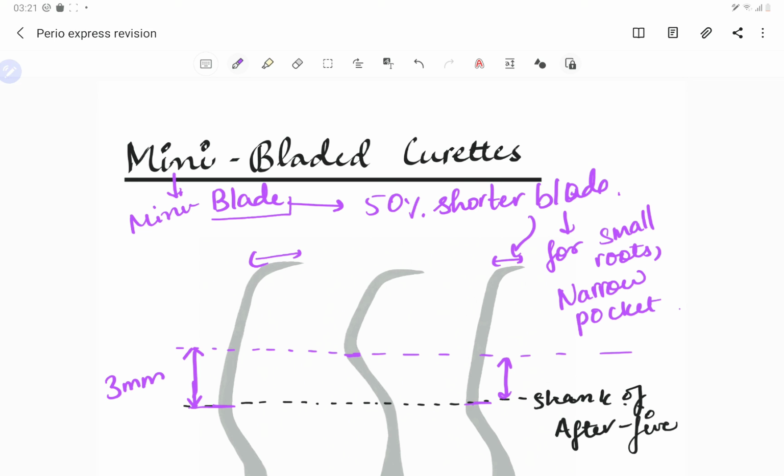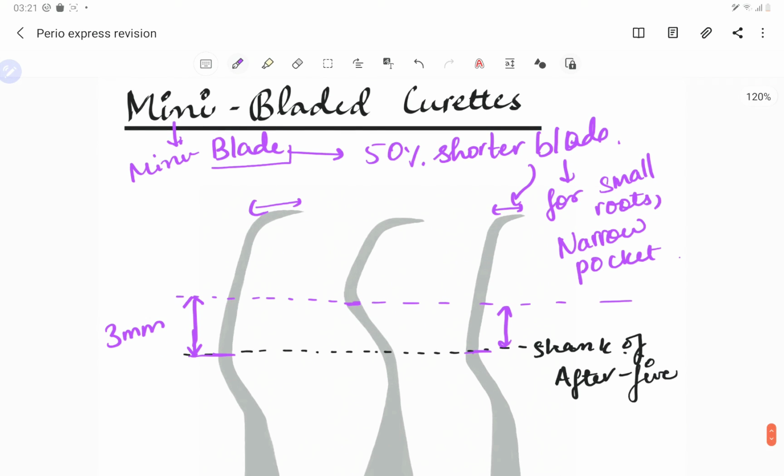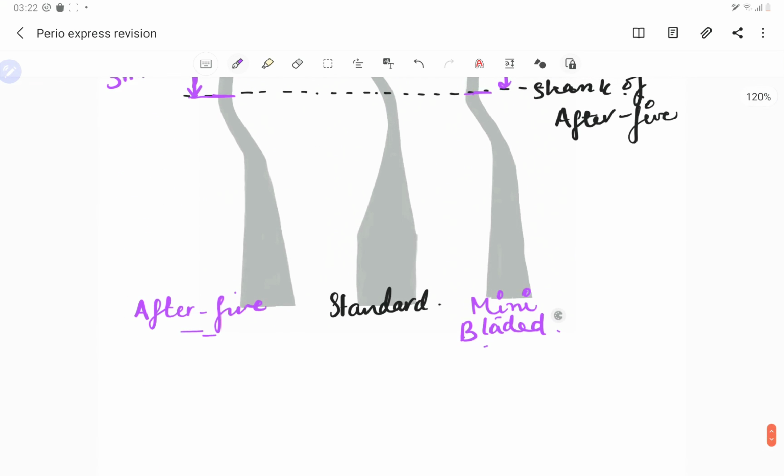So after 5, which we have just covered, has an elongation of the shank by 3 millimeters for better clearance, and the mini blade shank is the same as the after 5, which is elongated, but the blade is shorter here. If we want to make a difference with the standard one, the standard one has got everything standard. There are certain sizes 1, 2, 3, 4, 5, 6, then 7, 8 and 9, 10 are for posterior. Up to that, this was anterior and premolar. So 1, 2, 3, 4 anteriors, 5, 6 premolars, 7, 8, 9, 10 we have covered that it is for the facial and lingual surfaces.